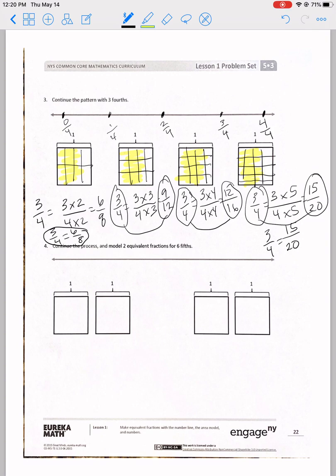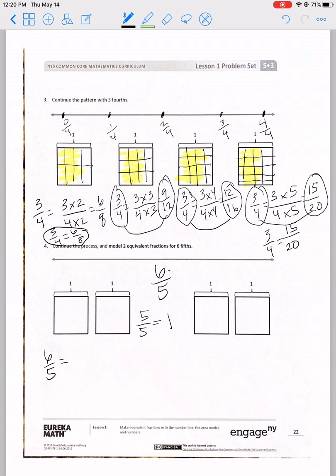Okay, almost done, guys. Then we're going to use 6/5. Now this is an improper fraction. 5/5 equals 1 whole, and then you would have 1 left over because of the 6. So I'm going to show you how we do this. We're going to have 6/5.